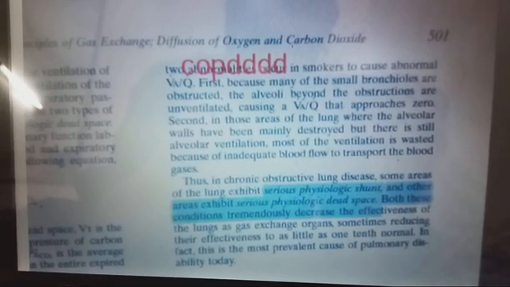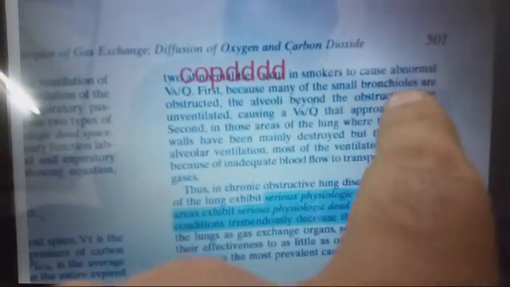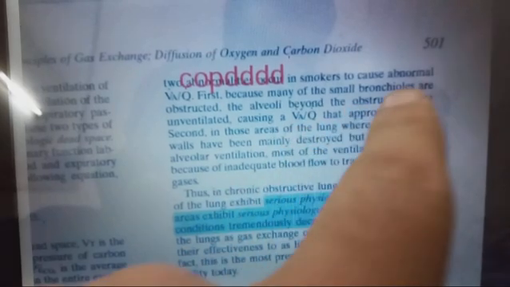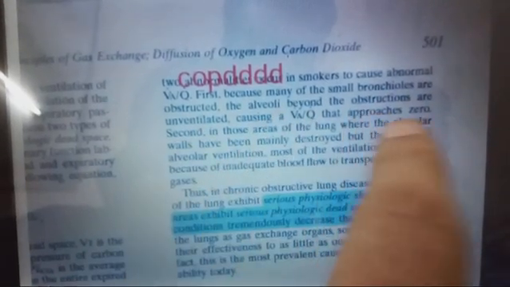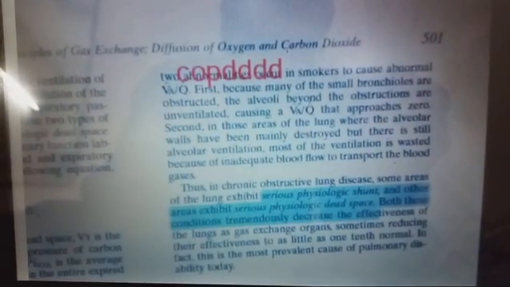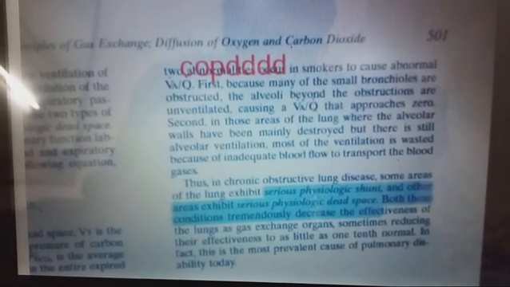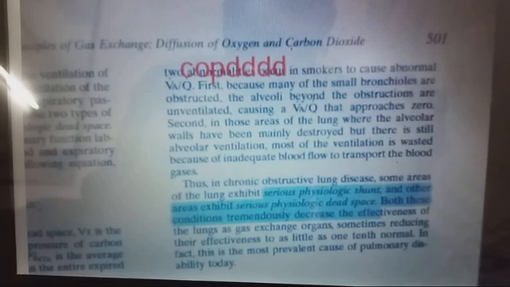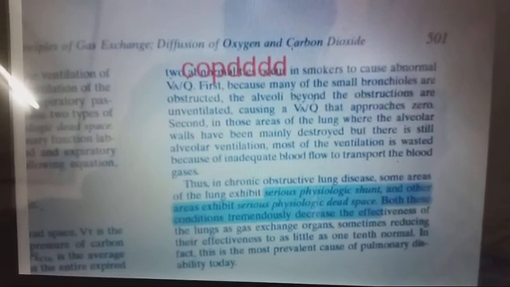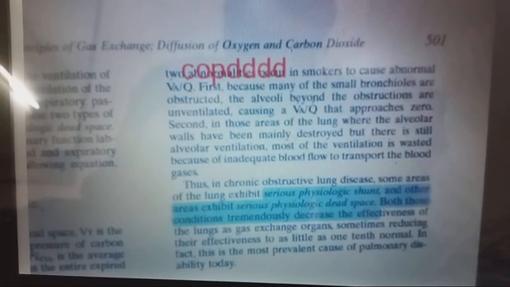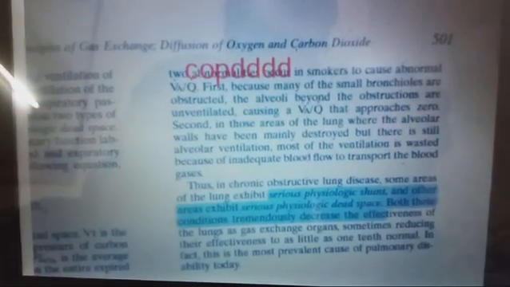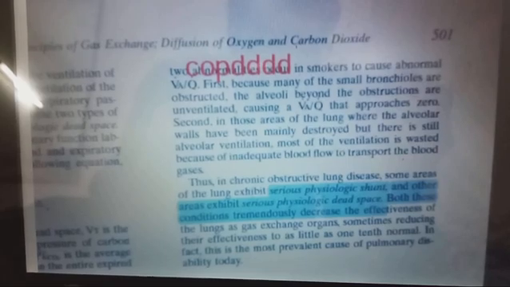So what happens in chronic bronchitis? The small bronchioles are obstructed. When the small bronchioles are obstructed, the alveoli beyond the obstruction are unventilated. This is the phenomenon in chronic bronchitis, when more secretion blocks the small bronchioles, so the alveoli distal to those obstructed bronchioles are unventilated. So V by Q approaches 0. This is in the case of chronic bronchitis.